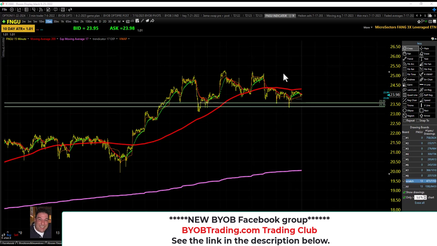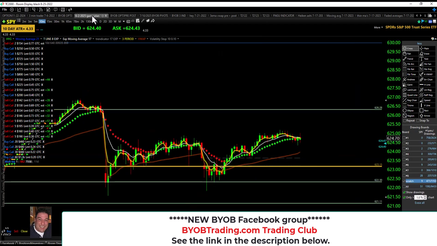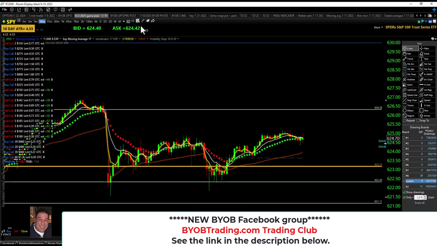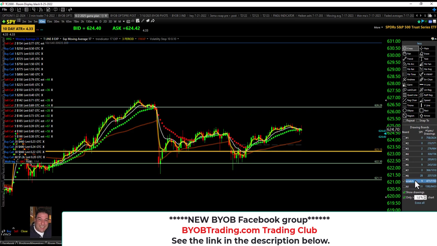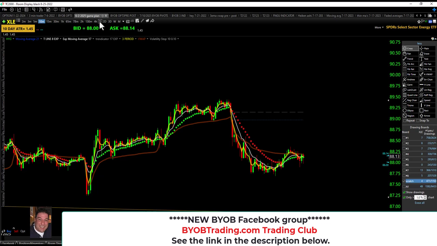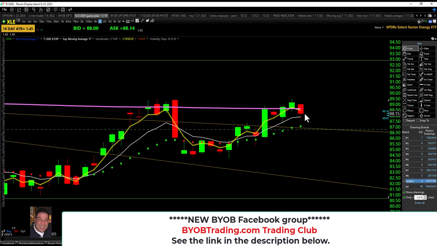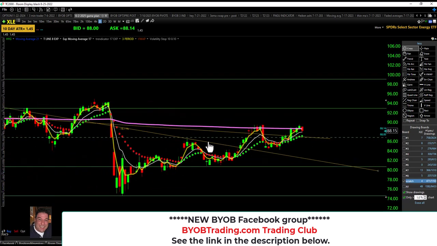All right, let's go take a look at a few sectors. We'll start off with XLE, and we'll look at it on the daily. So here's XLE: lower high, lower low, closing in the trap. Okay, that's bullish. Over the 17, that's bullish. They're over downtrend line 1 and downtrend line 2.